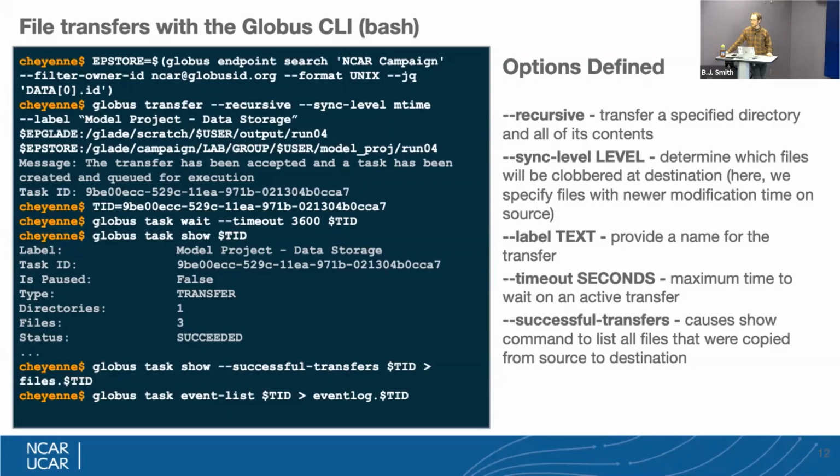Can you show unsuccessful transfers? I don't think that option is in there. I would look in the documentation, but I'm just afraid of trying to navigate my browser right now.